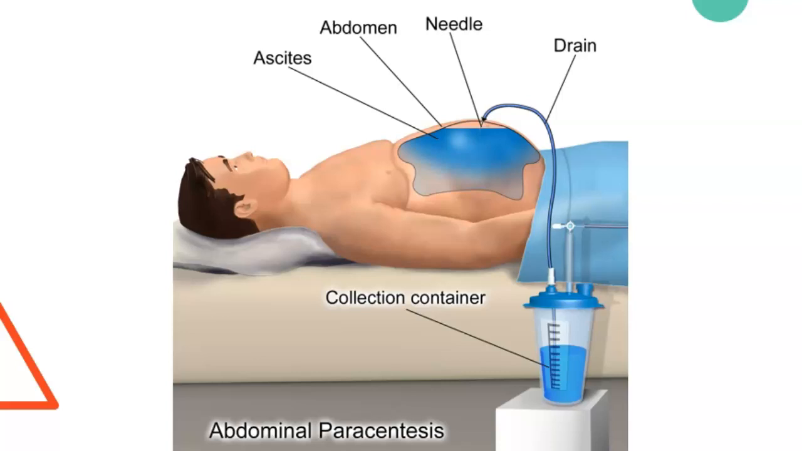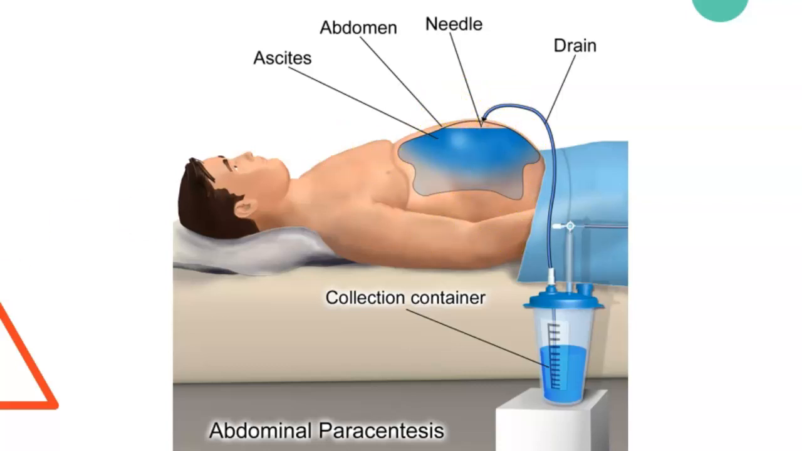This is a diagram of abdominal paracentesis. So this helps relieve temporary relief from ascites. You want to make sure that your patient urinates immediately before the procedure because there will be a needle that's stuck into the abdomen. We don't want to accidentally puncture that bladder.